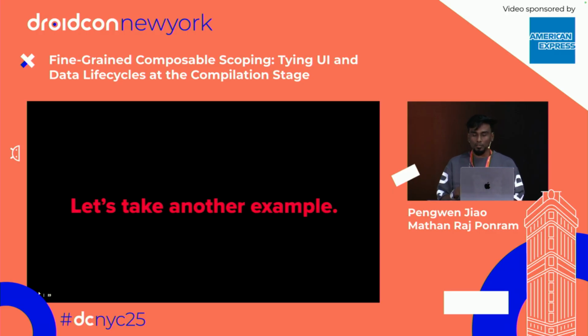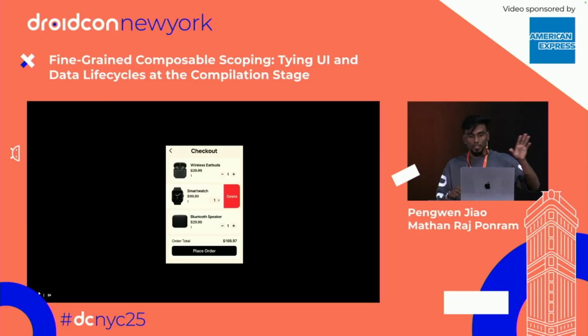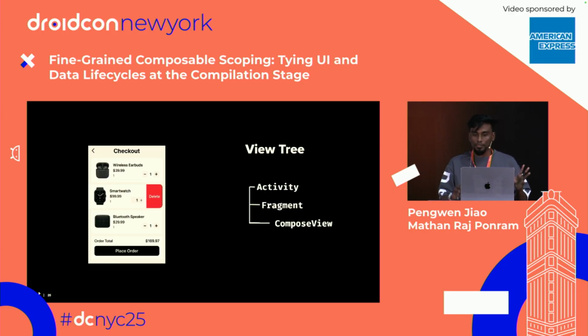So to understand why we need fine-grained scoping, maybe let's take another example in a Compose context, right? Let's take another checkout screen. This is simpler. There are 3 checked out items, and then order total, and then a place order, right? Now there's a simple gesture that if you swipe off one of the items, it gets removed from the screen, right? Now they would probably look something like this. There's an activity, then there's a fragment, there's a compose view, which is holding the actual composables, right?